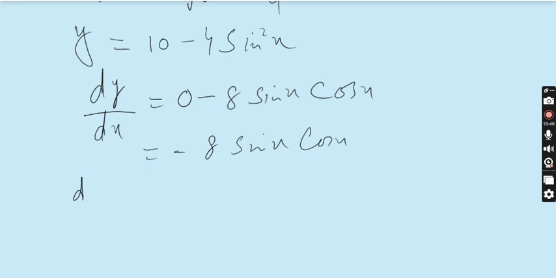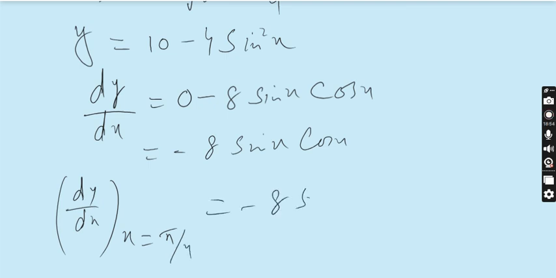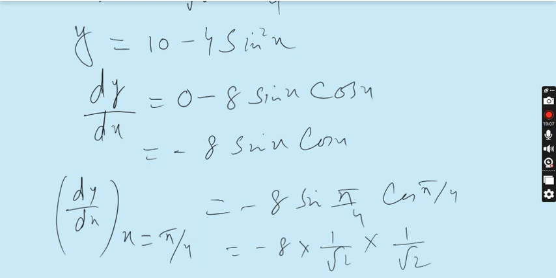Substitute in this derivative dy by dx the value of x which you have just obtained. x equals pi by 4: minus 8 sine pi by 4 cos pi by 4. Sine pi by 4 is 1 upon root 2, and cos pi by 4 is also 1 upon root 2.